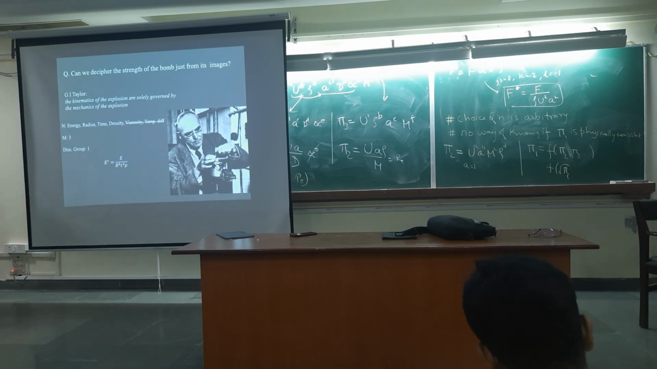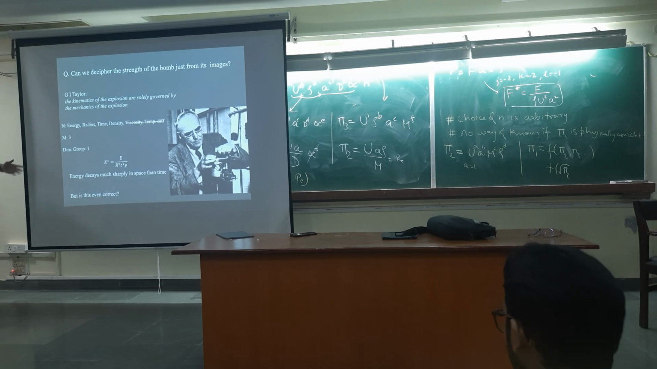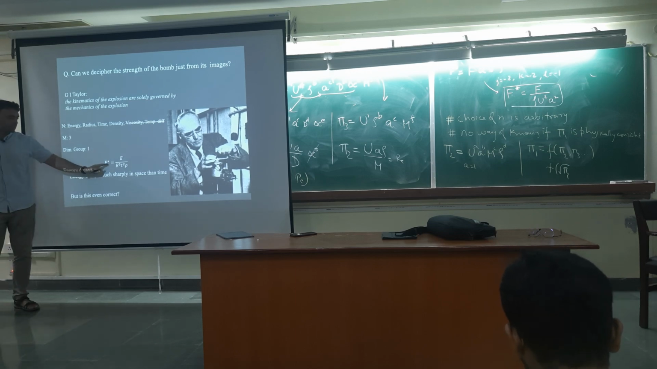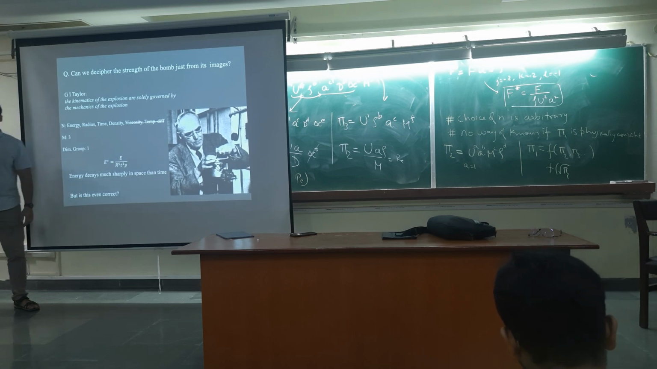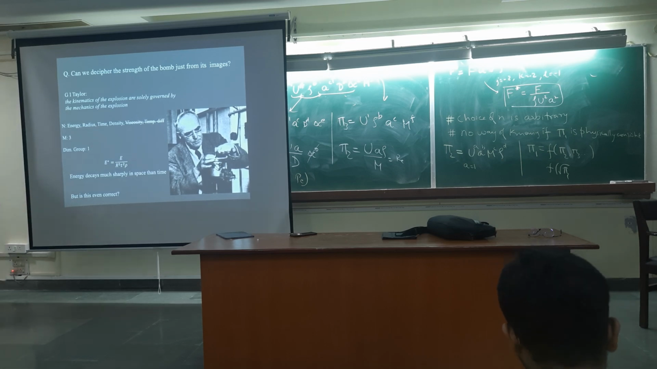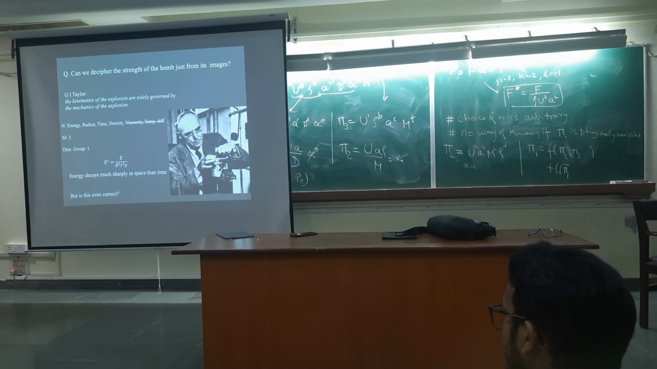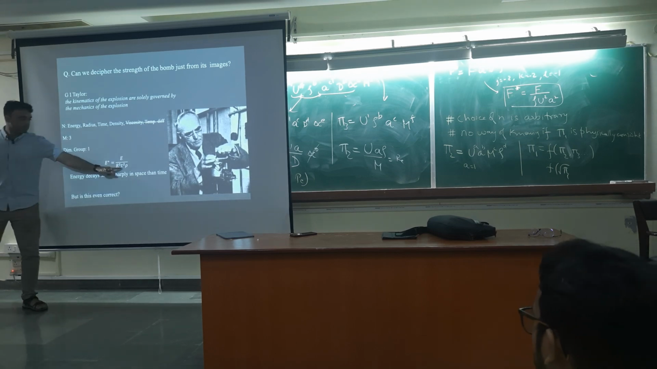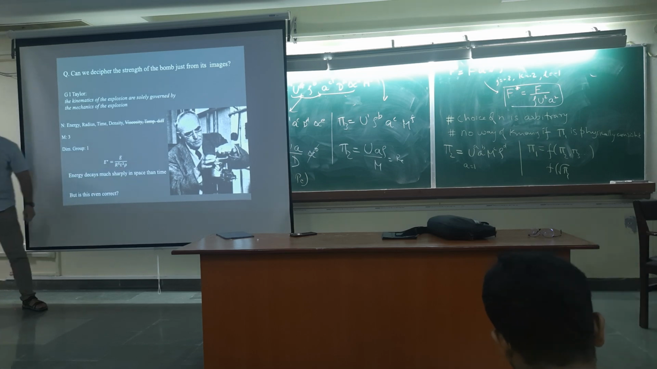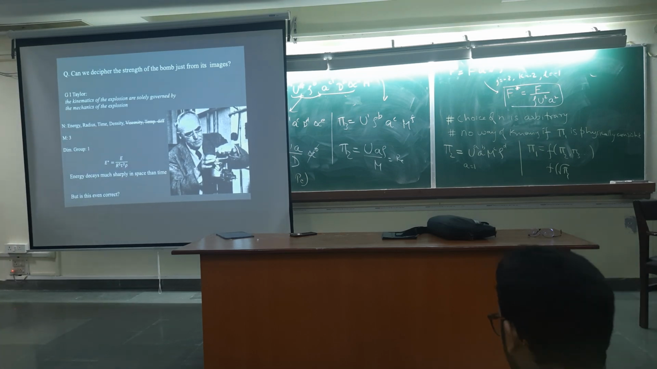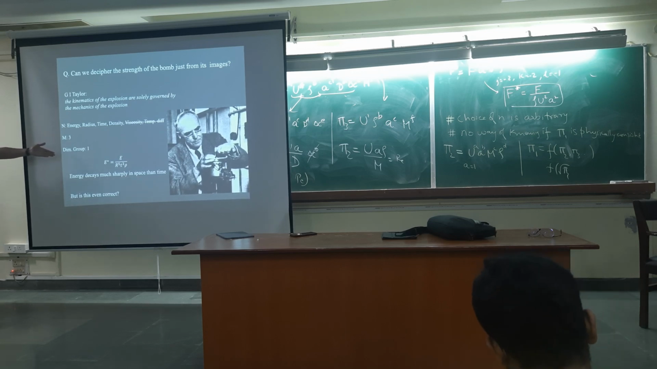That's what Taylor did. And what you can observe from this very simple analysis is that energy decays much more sharply in space than in time. So as you go even some distance away from the center of the blast, the energy will decay rapidly, but it will decay less rapidly with time. Okay. But is this even correct? Taylor must have asked, this I got, but is this correct or not?